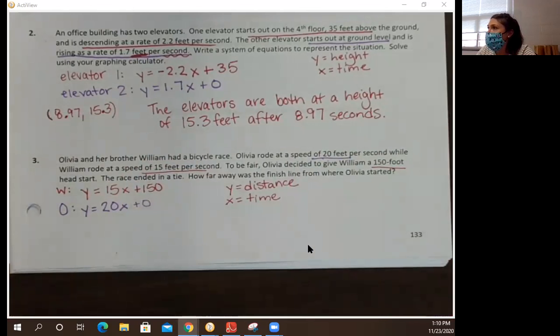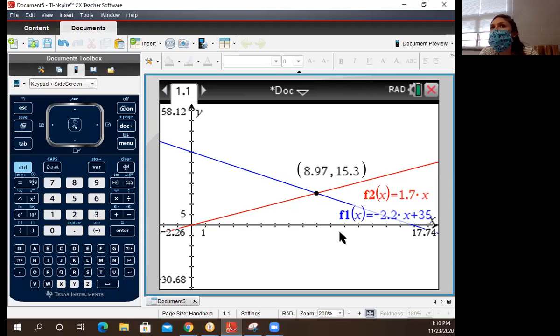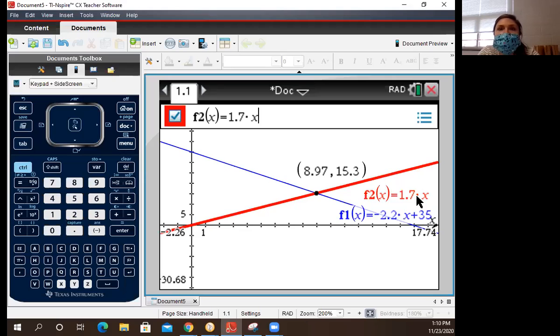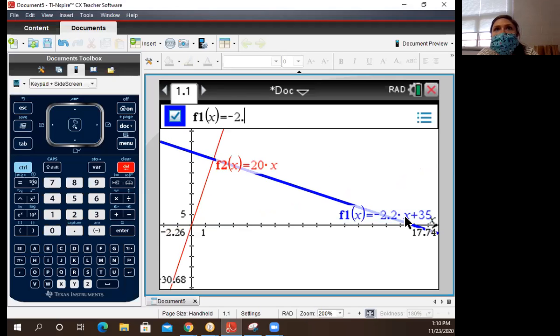So now that I have my equations, I'm going to go back to my calculator and graph. Let me pull my calculator up here. There's a bunch of different ways that you could delete the graphs from your page or create a new page. I'm going to go ahead and just modify the graphs that I have on here. So this 1.7x, I'm going to change to be 20x. That will be Olivia's line. And then I'm going to double click on my label here and I will change this equation to be William's line. So he was 15x plus 150.